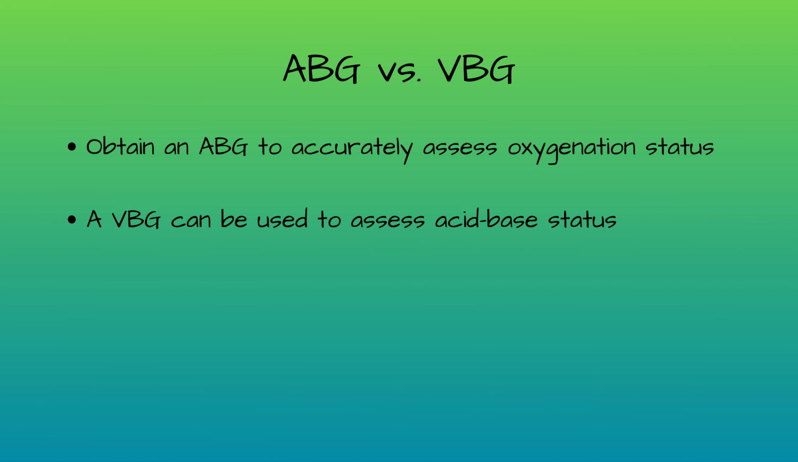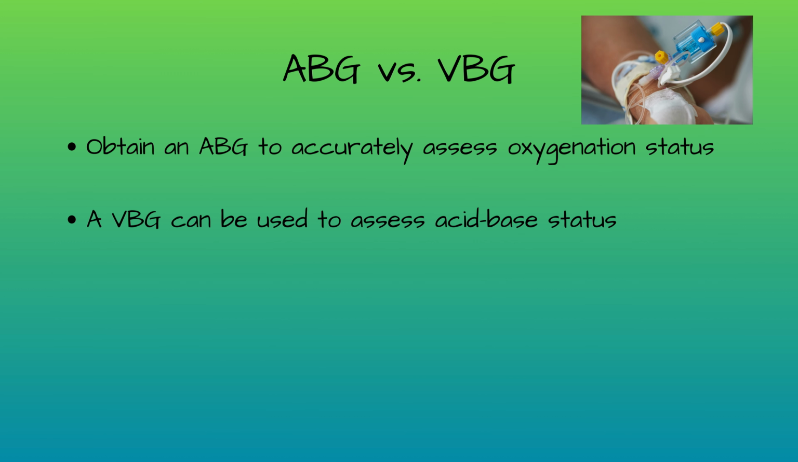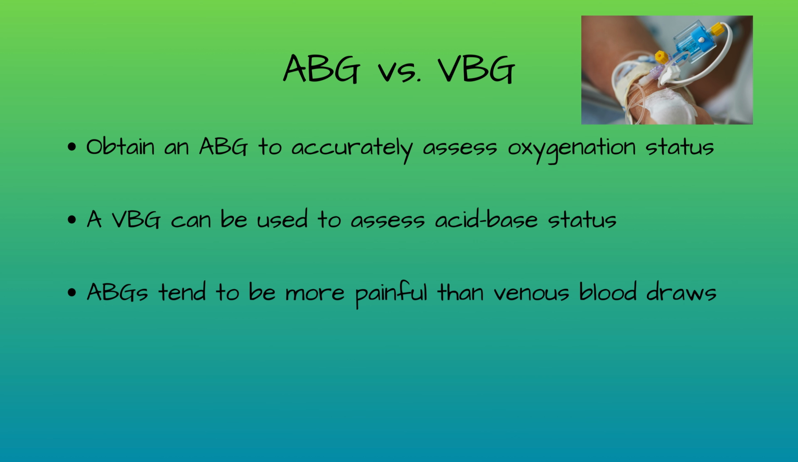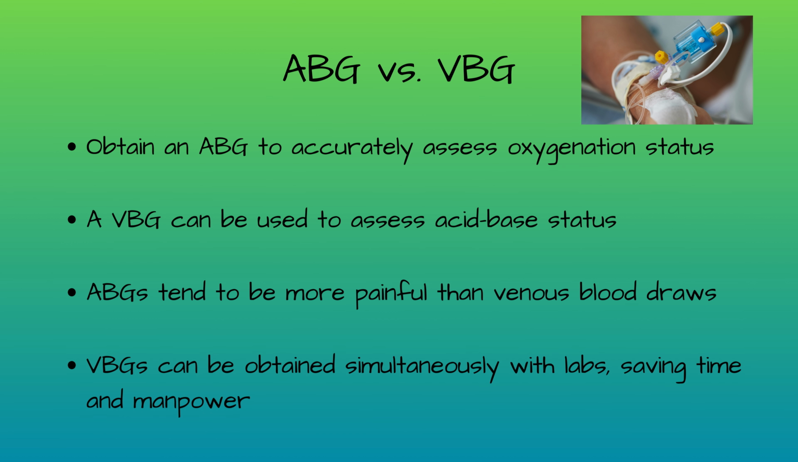So why not just get an ABG every time then if it provides the greatest amount of information? Well, unless the patient already has an arterial line in place, performing a de novo arterial puncture tends to be more painful than a venous blood draw. Also, a VBG can be obtained at the same time by the same person with the same blood as the rest of the blood tests that have been ordered. That can potentially save some time and manpower, since at most hospitals, only respiratory therapists or advanced practice providers are allowed to perform an arterial stick.